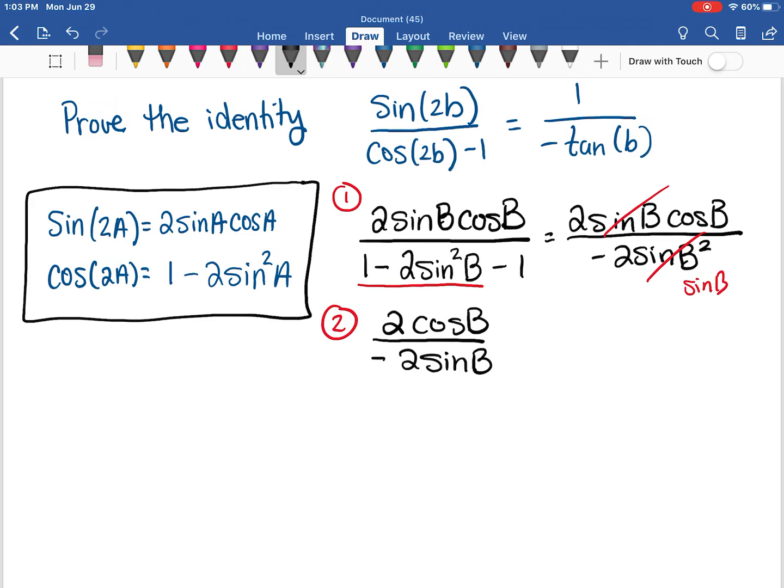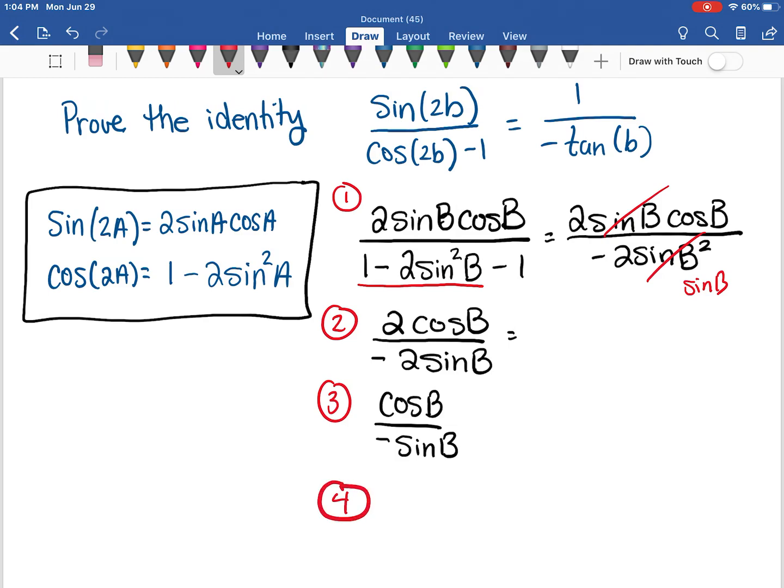And then I can simplify that by dividing both the top and the bottom by 2. That will also give me, for step 3, I can rewrite it as cosine b over negative sine b, because I divided both the top and the bottom by 2.